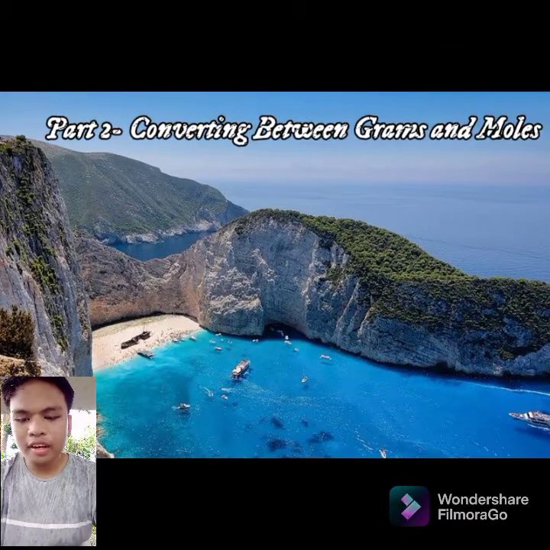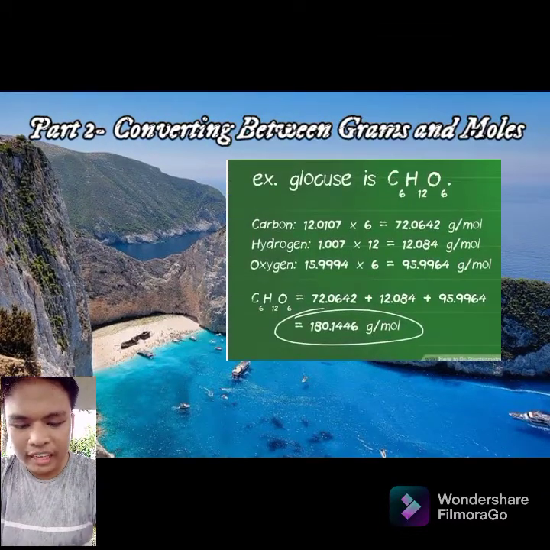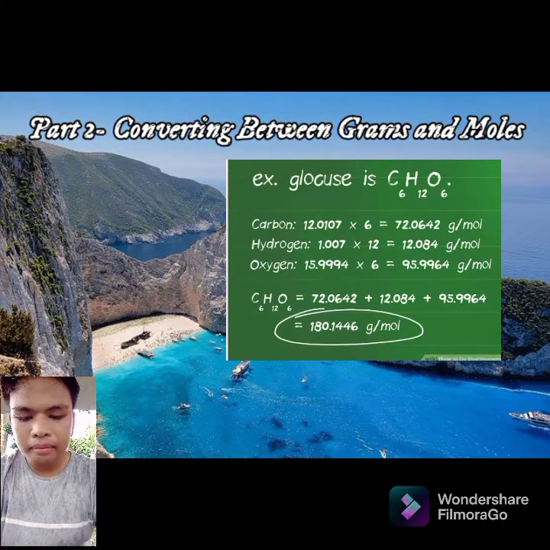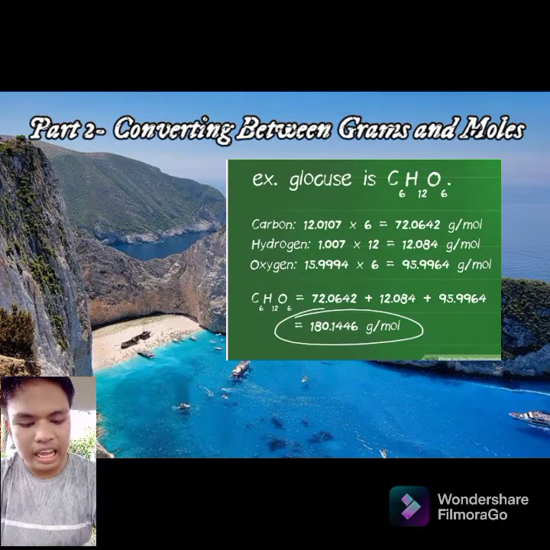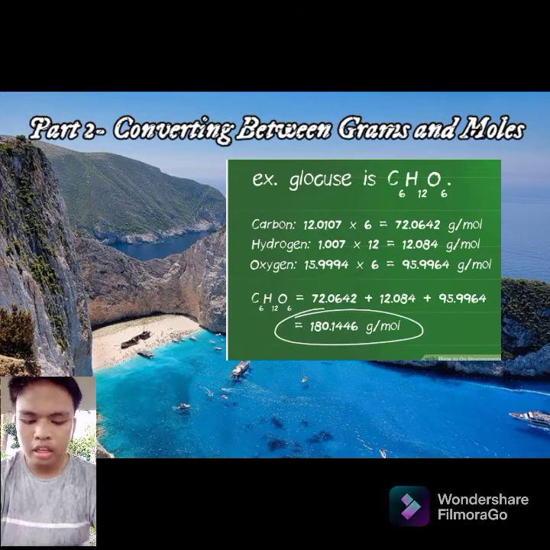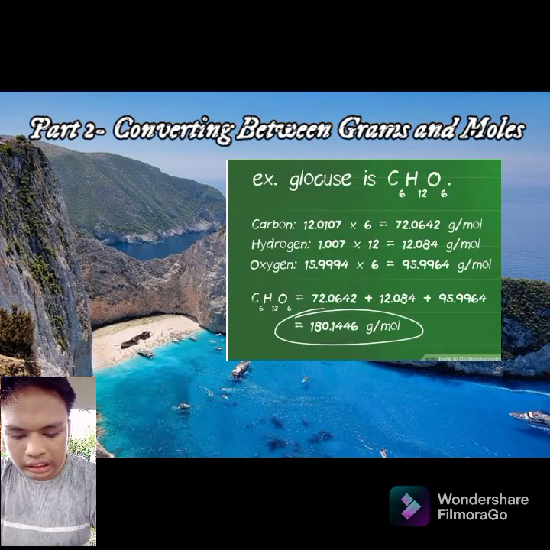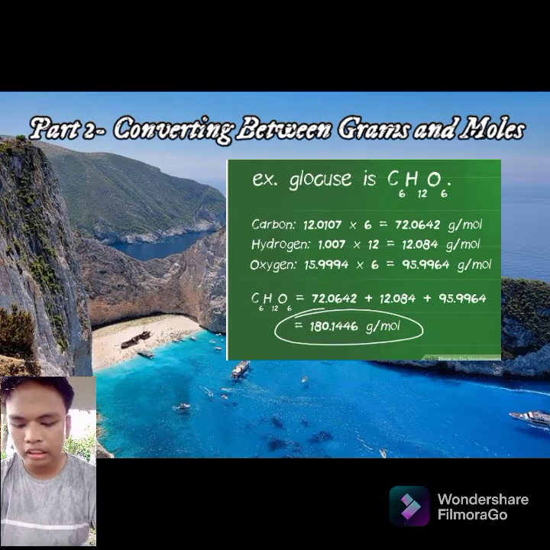Proceed to the second part of our topic, converting between gram and mole. Calculate the molar mass of the compound given in gram. Define the number of atoms of each element in a compound. For example, glucose is C6H12O6. There are 6 carbon atoms, 12 hydrogen atoms, and 6 oxygen atoms.